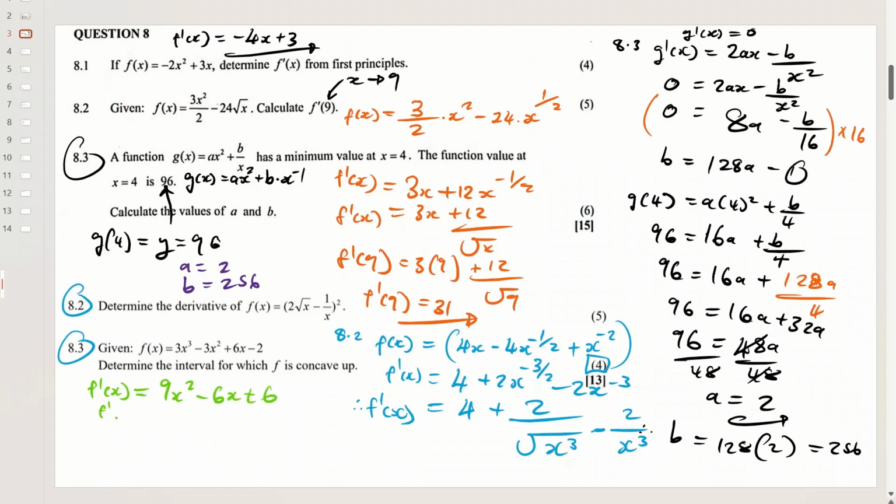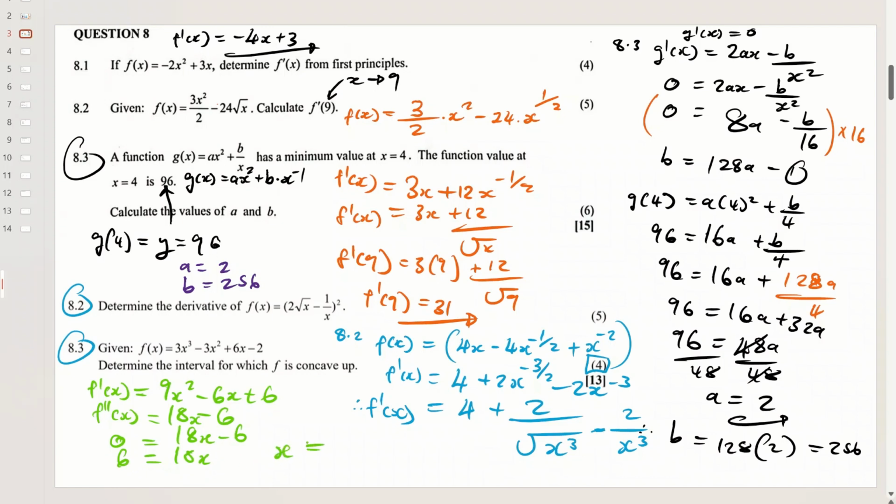And then the second derivative, you'll have 18x minus 6. You have to equate this to 0 to solve for x, to find the value of x where the graph changes between concave down and concave up. Understand? So to solve for x, you see 6 into 18, and then divide both sides by 18.